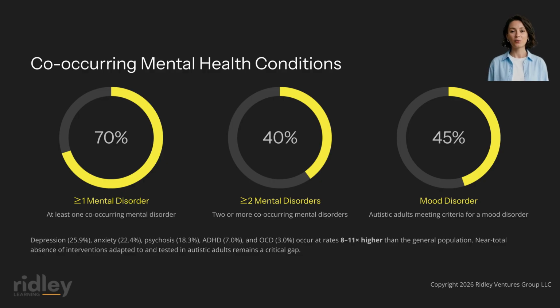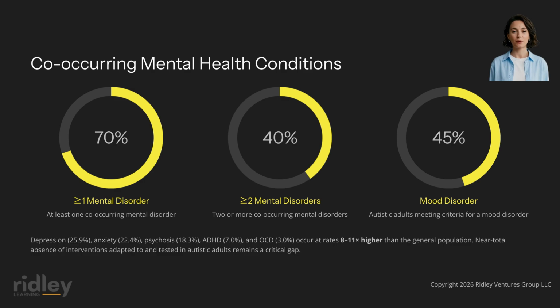Now let's examine co-occurring mental health conditions across the lifespan. The DSM-5-TR states that approximately 70% of autistic individuals have at least one co-occurring mental disorder, and roughly 40% have 2 or more. This places psychiatric comorbidity at the center, rather than the periphery, of autism clinical care.